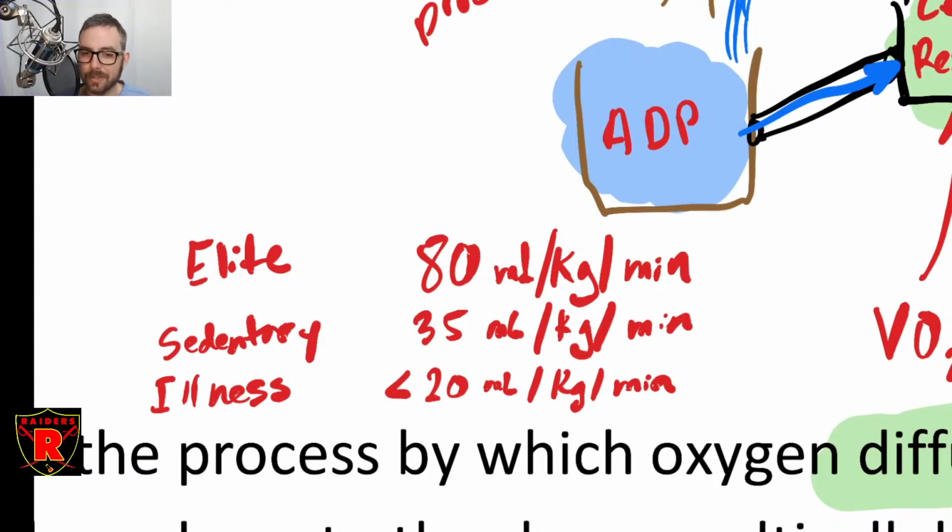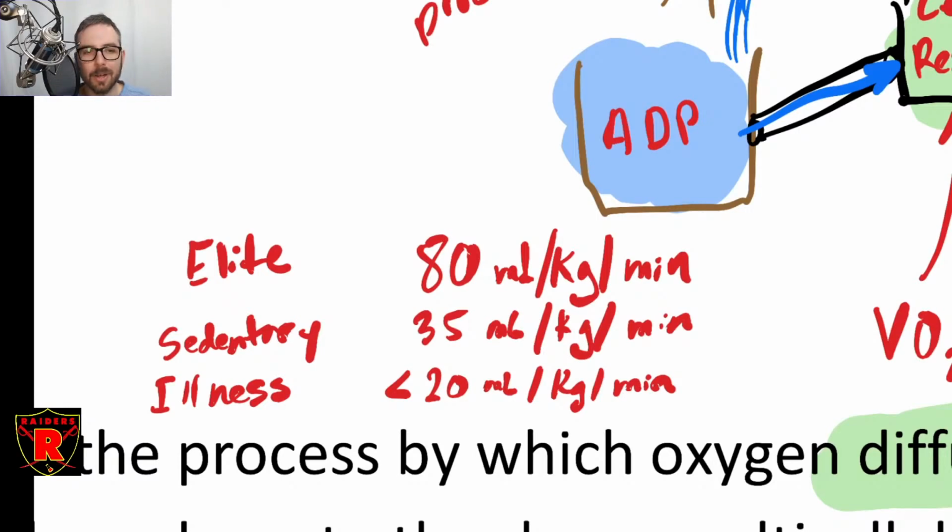And I'd like to believe that there's nobody in this room that is in that boat, but there may be. But anyway, 35 mils per kilogram per minute is common for a sedentary person. Somewhere around 45 to 50, maybe 55, is normal for a normally active individual. So 55 mils per kilogram per minute would be somebody who occasionally exercises.